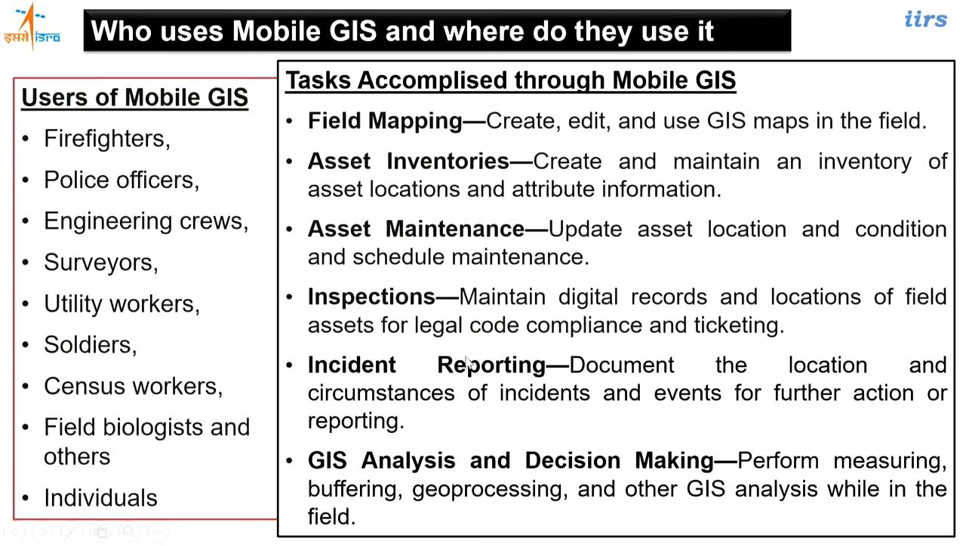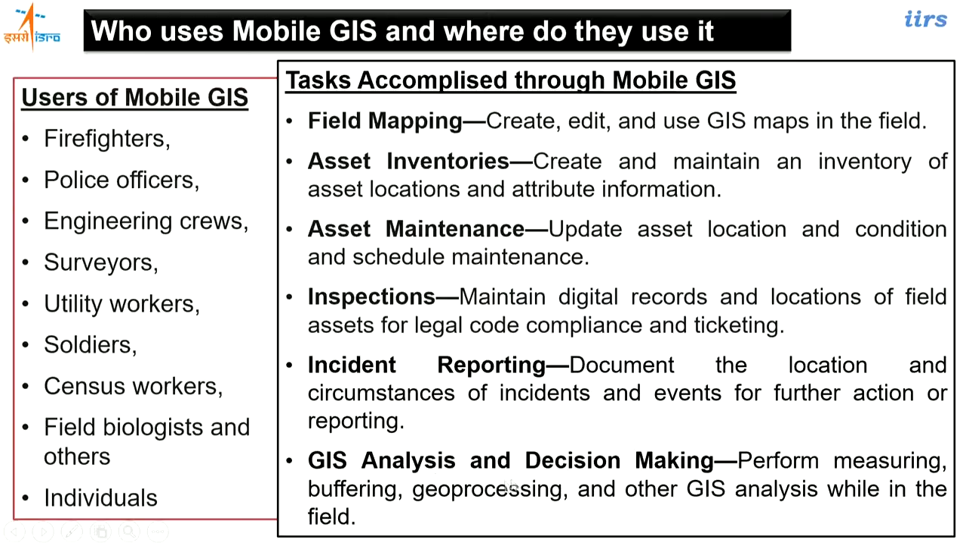Another application is incident reporting. Any kind of incident can also be reported with the help of your mobile GIS. It will provide the information of where the incident occurred, and the user can supply the photograph along with some legal or other documents along with that map or that location. So we will have one example for it also here.